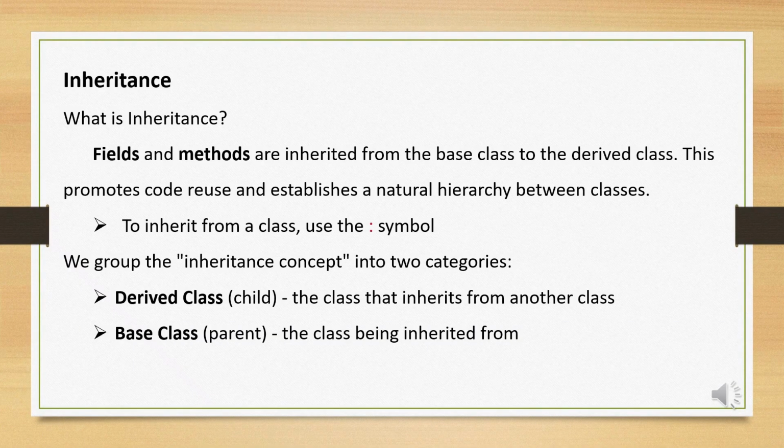Inheritance. What is inheritance? Fields and methods are inherited from the base class to the derived class. This promotes code reuse and establishes a natural hierarchy between classes. To inherit from a class, use the colon symbol. We group the inheritance concept into two categories: derived class (child), the class that inherits from another class; base class (parent), the class being inherited from.